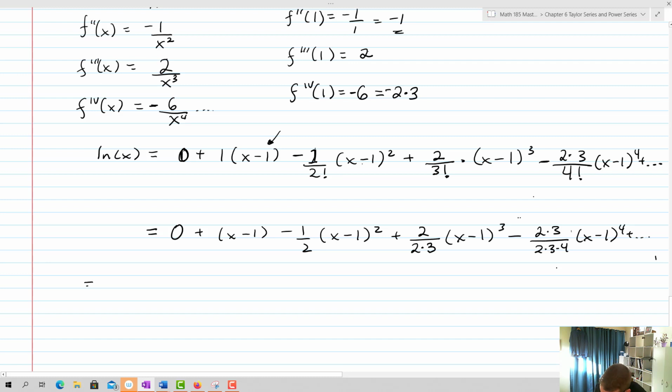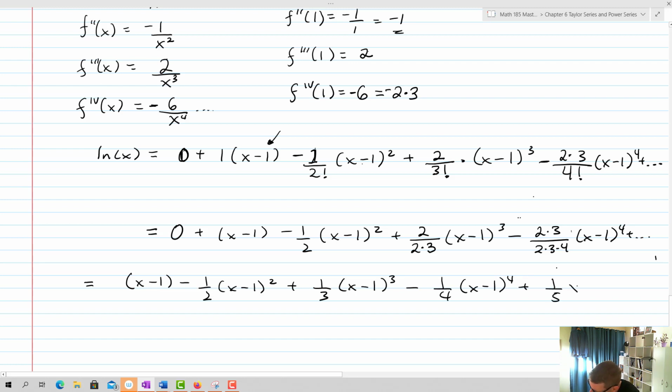And if I rewrite this, what I'm going to get is x minus 1 minus 1 half x minus 1 squared plus 1 third x minus 1 cubed minus 1 fourth x minus 1 to the 4th. And then you can imagine the next one is going to be a plus, okay, 1 fifth x minus 1 to the 5th, and so on and so on and so forth.